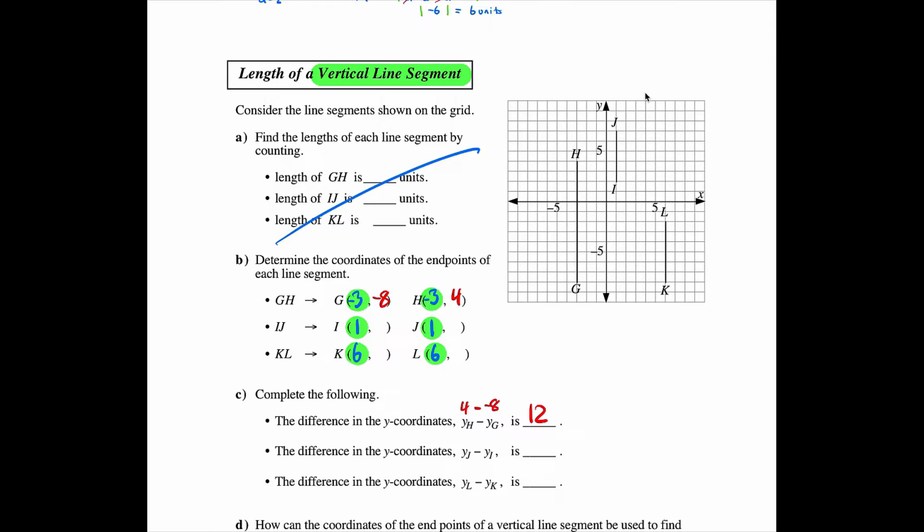Okay, and on point I, or line IJ, point I, the y value is 2, and on J the y value is 7, and it's just going to be 7 minus 2, which gives me a length of 5. And on KL, point K is at negative 8, point L is at negative 2. Negative 2 is larger, so negative 2 minus negative 8 is going to give us negative 2 plus 8, which is going to give us a length of 6.